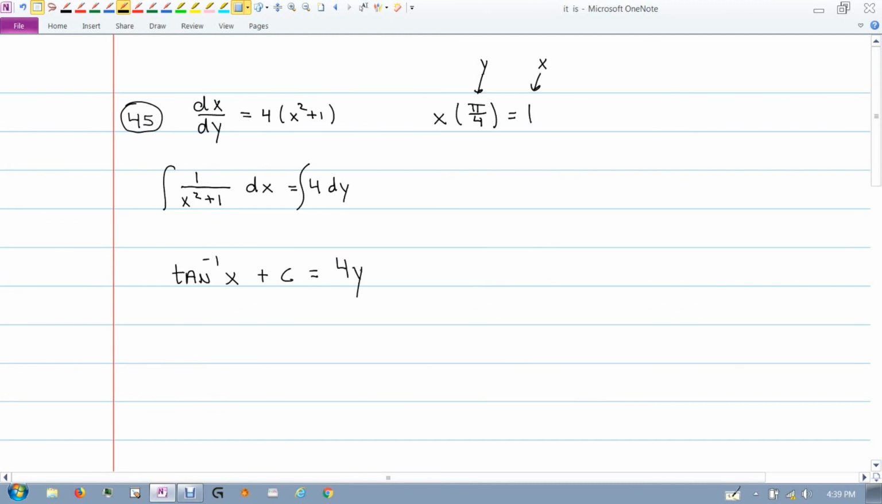And so now let's plug in for y. Let's plug in pi over 4. So that's just going to give us pi equals some constant plus, plug in 1 for x, so arctangent of 1 is pi over 4. So c must be pi minus pi over 4, which is 3 pi over 4. So that's what we get for number 45.